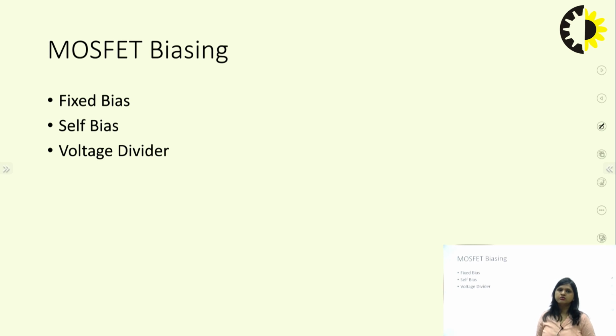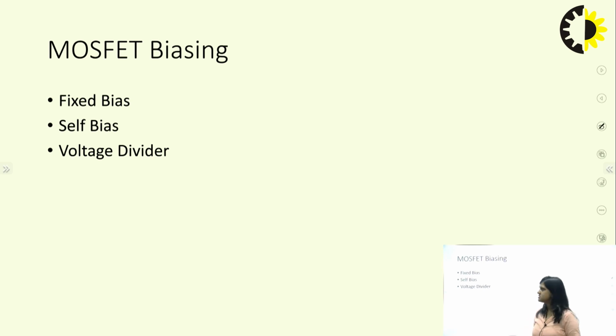If we want to design an amplifier using MOSFET, because MOSFETs are preferred over BJT. BJT requires more area, BJT requires more power, and in case of MOSFET, the level of integration is high and it consumes less power as compared to BJT. So generally we prefer MOSFET over the BJT. So we should know how we can bias these MOS transistors.